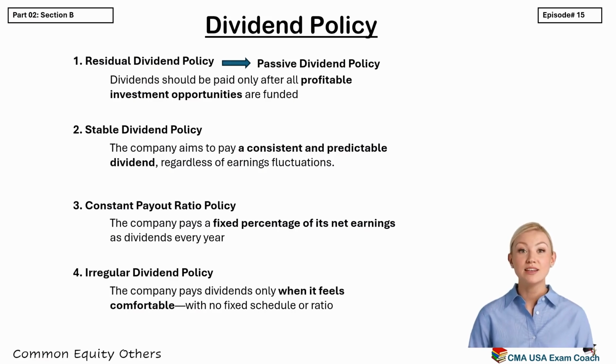And finally, there is the irregular dividend policy. In this case, the company pays dividends only when it feels comfortable, with no fixed schedule or ratio. This policy is often used by companies with volatile earnings or uncertain cash flows, such as startups or cyclical businesses. While it gives flexibility to the business, it may create uncertainty for investors. So, to summarize, dividend policy is all about balance. It must satisfy the needs of the company and at the same time provide fair value to shareholders.